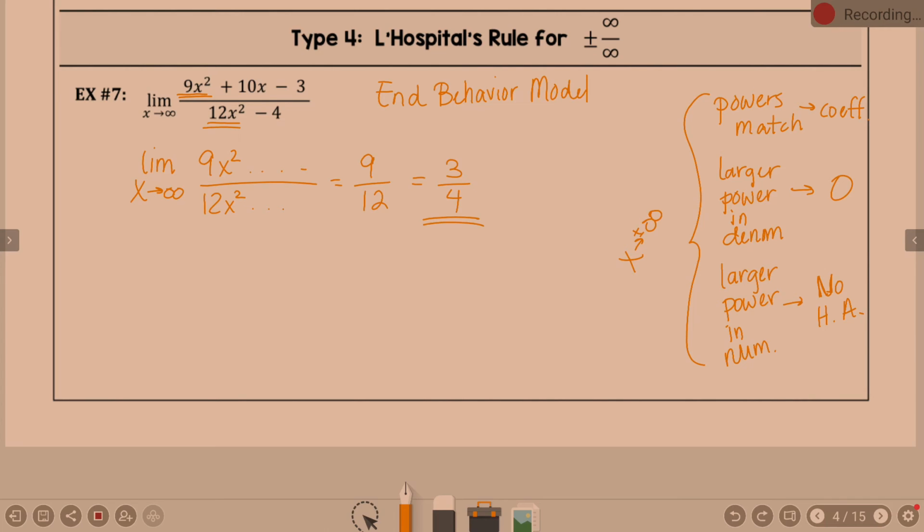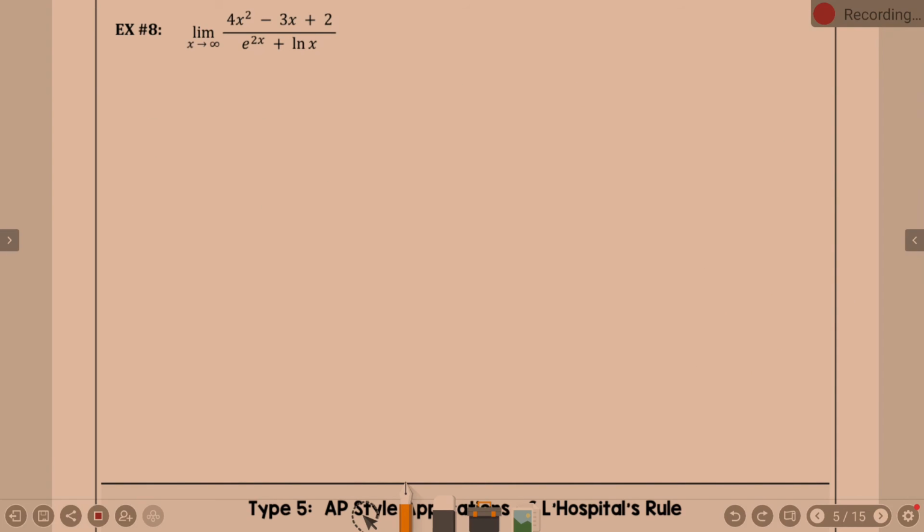Example 8. Limit as x approaches infinity. If we plug in as we are, you can pretty much tell we're going to get infinity over infinity. When we get that infinity over infinity, I would have said L'Hopital's here.